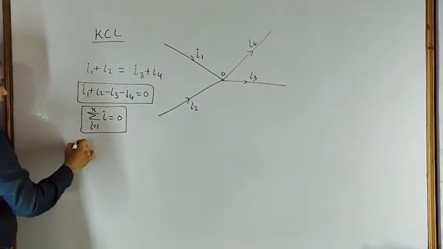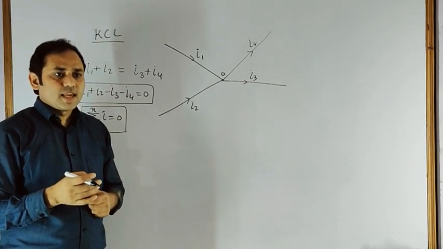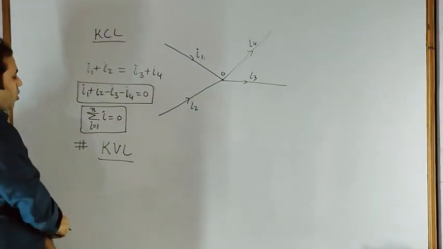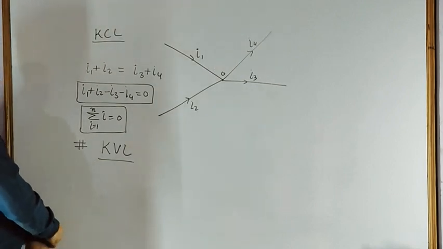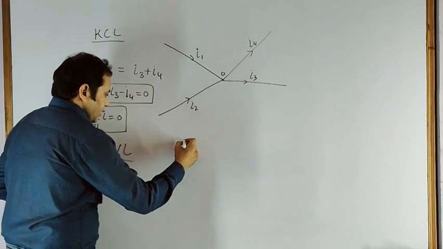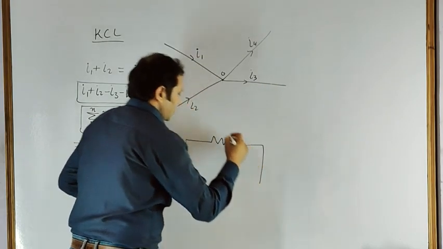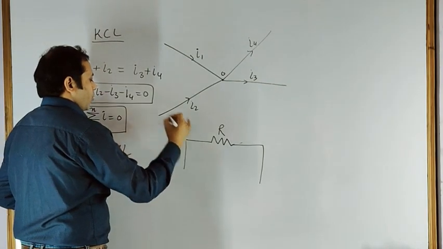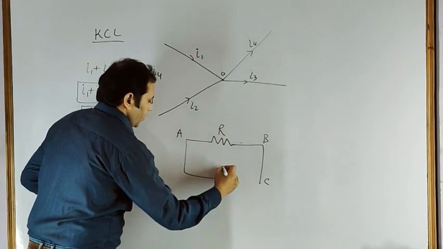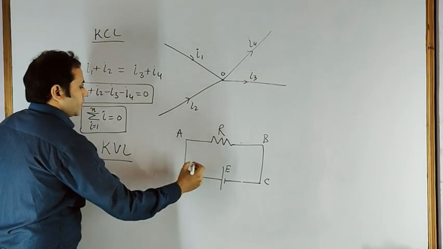Now we will discuss a short description about KVL. What is KVL? KVL stands for Kirchhoff's voltage law. We will consider a circuit ABCD, in which there is a resistance capital R, and you can nominate the points A, B, C, and D, which are connected with the battery E.